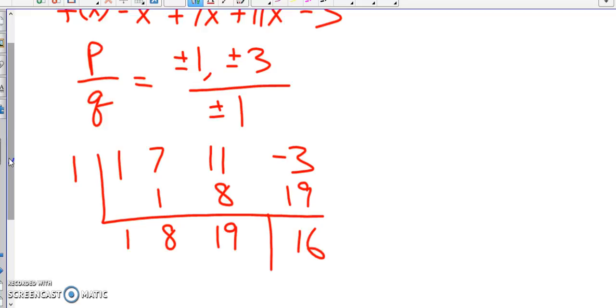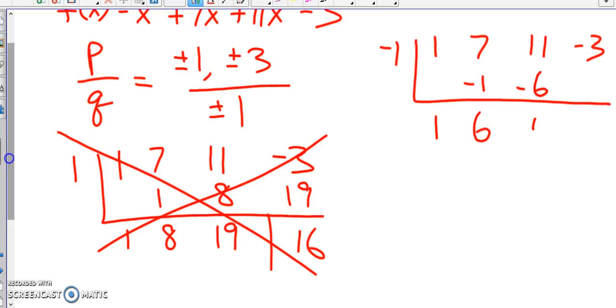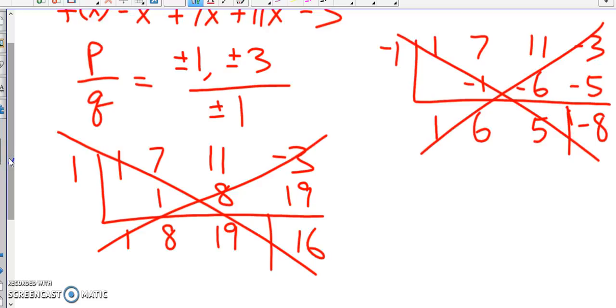What does that mean? Yeah. So it wasn't 1. 1 didn't work. So, pick a different number. -1 sounds good to me. What was it? 1, 7, 11, and -3. Well, that didn't work either. So it wasn't -1. Third time's the charm, maybe? What do you want to pick?